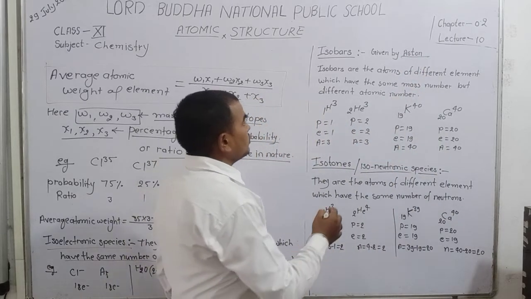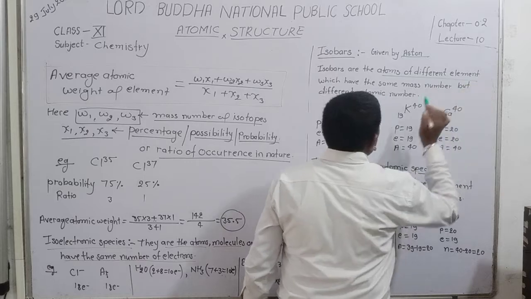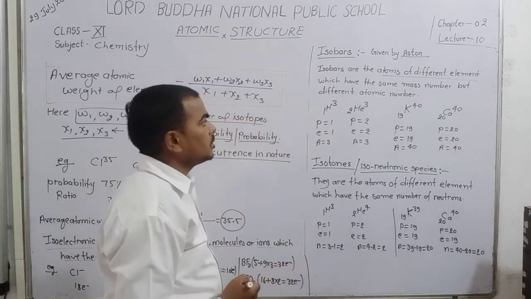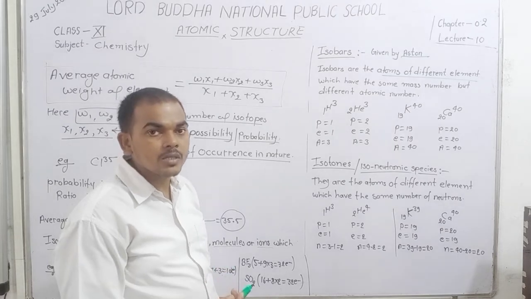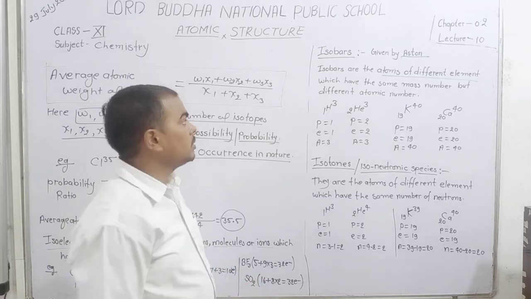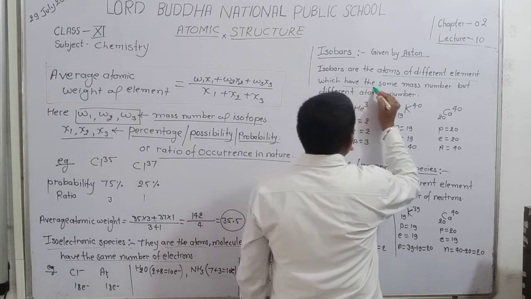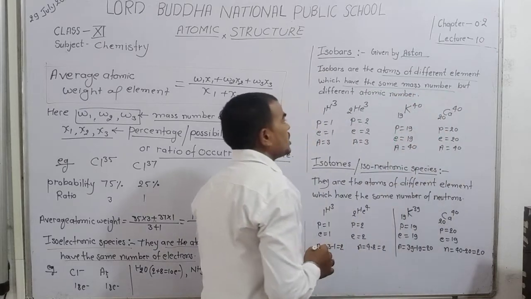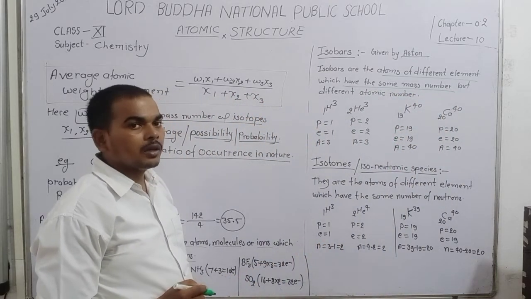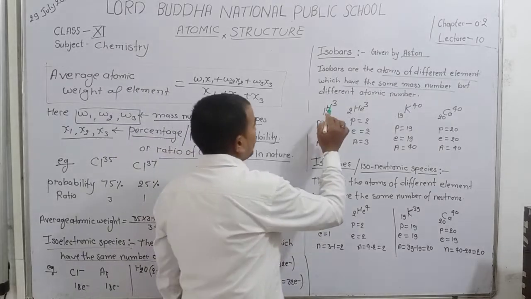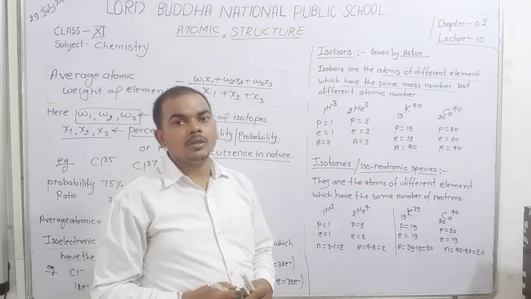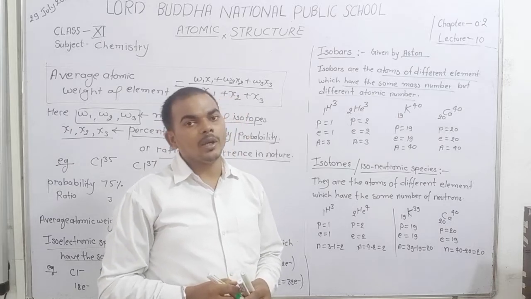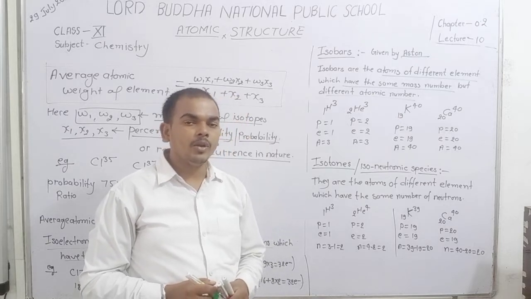Isobars are atoms of different elements. Different elements means different atomic numbers, which have the same mass number but different atomic numbers. Dear students, always remember that the same element has the same atomic number, and different elements have different atomic numbers.